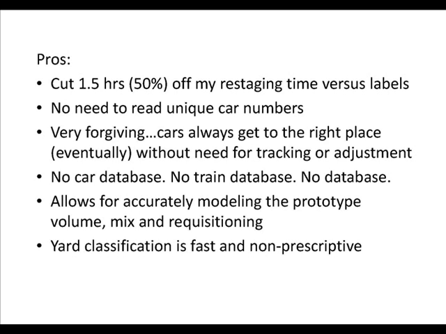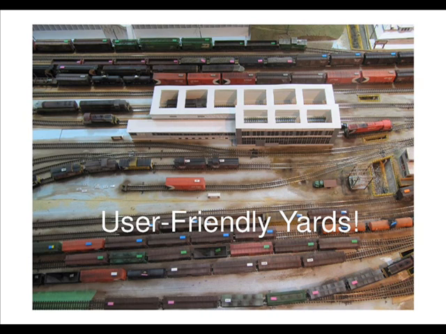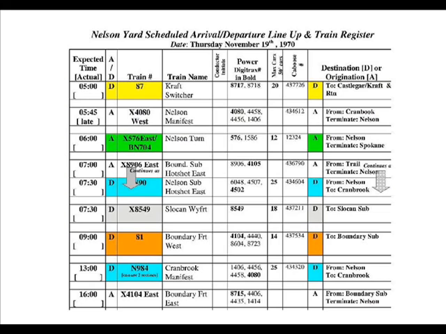Yard classification is not the bottleneck. The yard crews don't need to read car numbers or handle car cards, and they can focus on creatively and efficiently putting the trains together, seeing easily which cars need to make their way into which trains. In fact, the departure sheet for Nelson Yard is also color-coded, so crews can quickly see which trains are coming up and which color cars they're going to have in those trains.